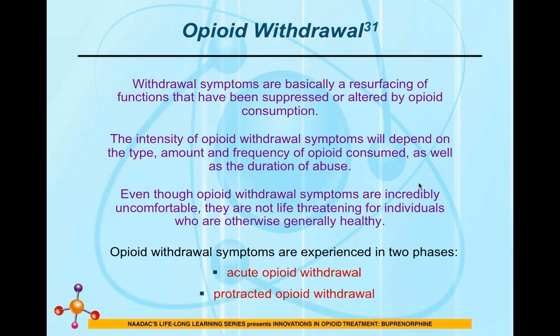And we also know that the withdrawal symptoms are experienced in two phases. We'll talk about each of these independently, but the first one is the acute opioid withdrawal symptoms, which happen right after the individual has processed out half of the opioids from their system, also known as half-life. And then there's the protracted opioid withdrawal symptoms, which occur many days after. We'll talk about that in a second.